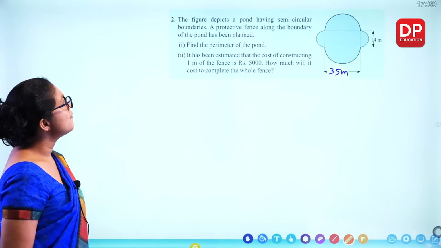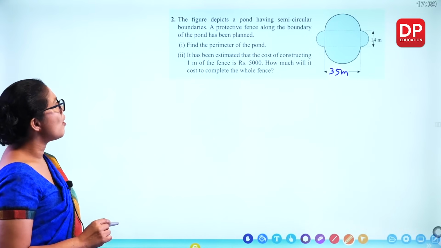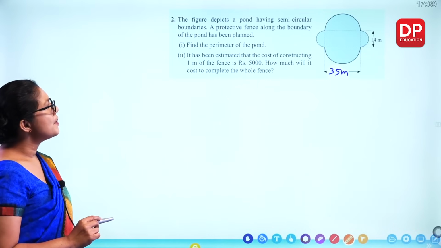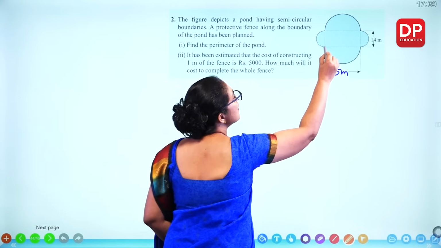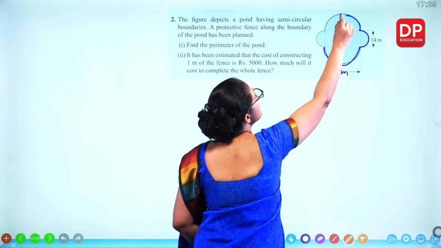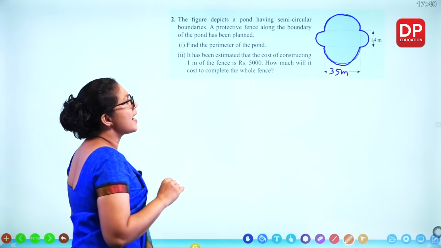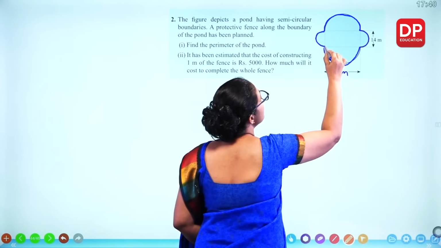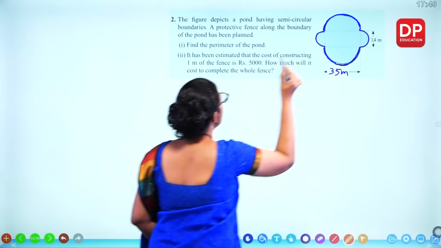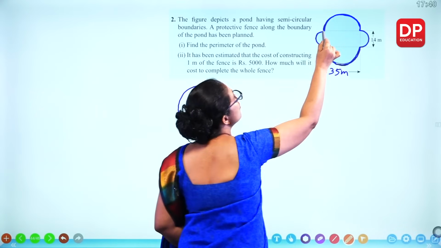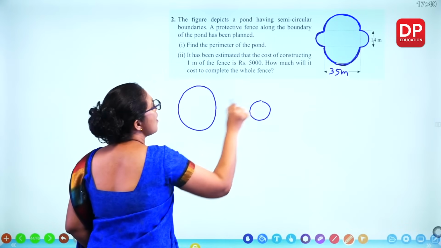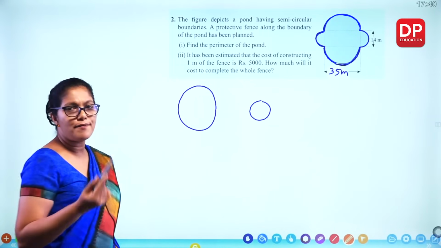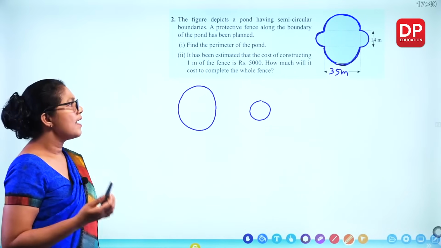In the second question it says the figure depicts a pond having semicircular boundaries. A protective fence along the boundary of the pond has been planned. Find the perimeter of the pond. So that means we need to find out the perimeter of this figure. So can you identify, without finding separate parts, we see that this part and this part you get one full circle. And also this small part with this small part you are getting another full circle. So first find out the circumference of the bigger one, circumference of the smaller one, and then add it together.